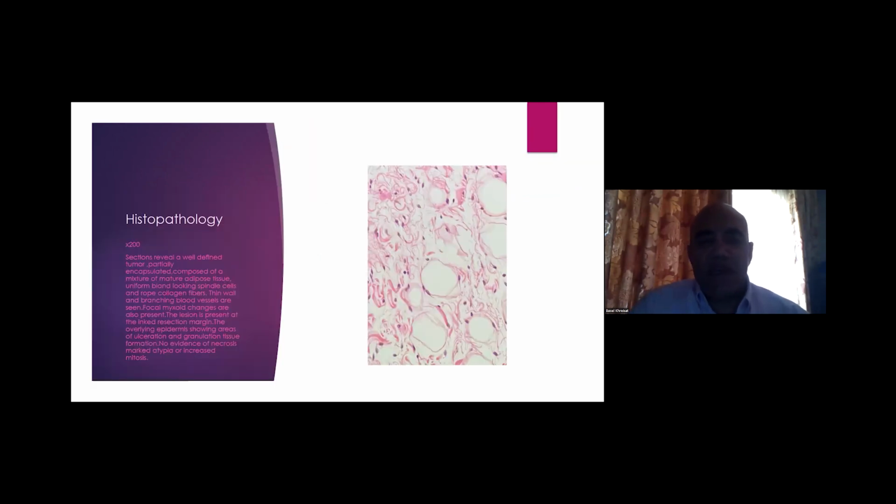And this is the histopathology. Sections reveal a well-defined tumor, partially encapsulated, composed of a mixture of mature adipose tissue, uniform spindle cells, and ropey collagen fibers. Thin-walled and branching blood vessels are seen. Focal myxoid changes are also present. The lesion is present at the inked resection margin. The overlying epidermis shows areas of ulceration and granulation tissue formation. No evidence of necrosis, marked atypia, or increased mitosis.